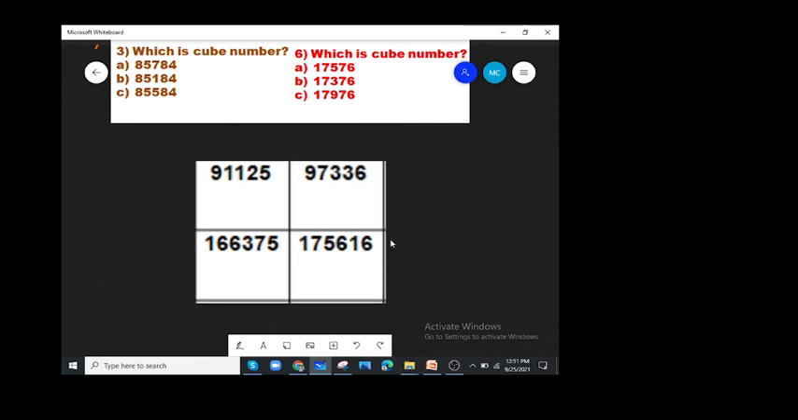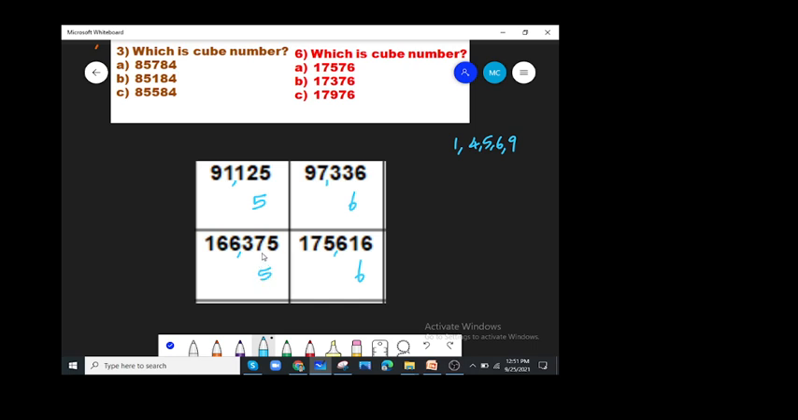Okay, for this, as per the rules I said, you have to split the numbers into 3 digits from the right side. So 91 is the first part. You split here, 97 is the first part. 3 digits and 3 digits like that. So here 166, here 175. If a number ends with 5, the answer also ends with 5. Because we know that the unit digits 1, 4, 5, 6, 9 end with the same digit. So here 5 ends with 5, 6 ends with 6, and 5 ends with 5.